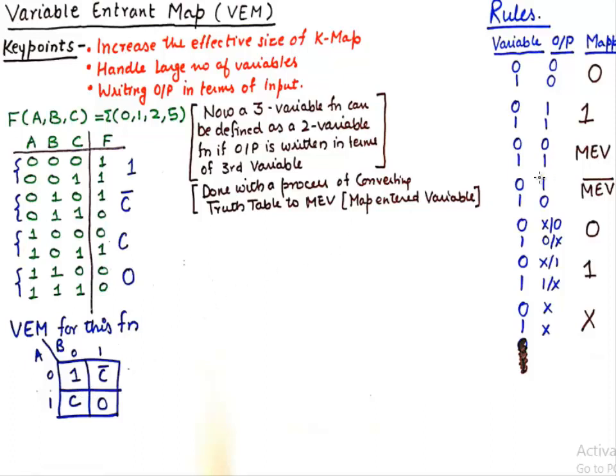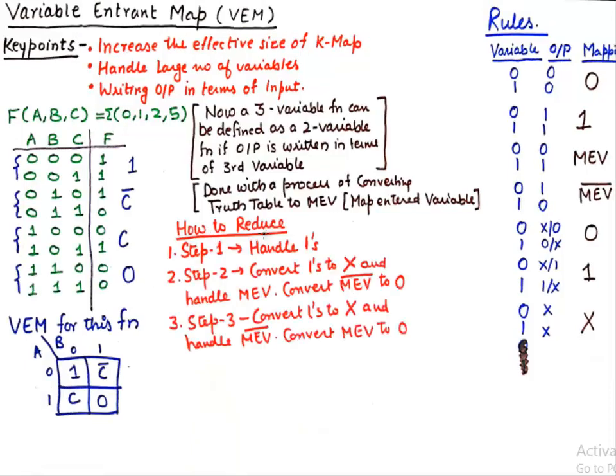Now what are the rules to solve this map to minimize? So how to reduce? Step number 1 is to handle ones. So we have just one here, so we need to pair this one. How can we do that? To handle all the ones, we'll remove all the MEVs. In this case there are two MEVs, C and C bar, so we'll convert those MEVs to 0 and then we'll see if one is making any pair or not. And to handle MEVs, we'll convert all the ones to do not cares. Let's see how we can achieve that.